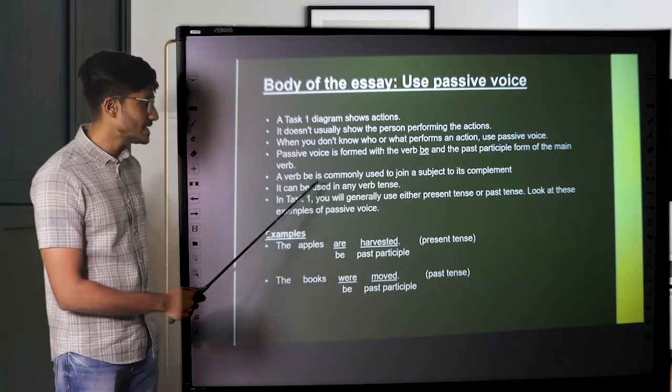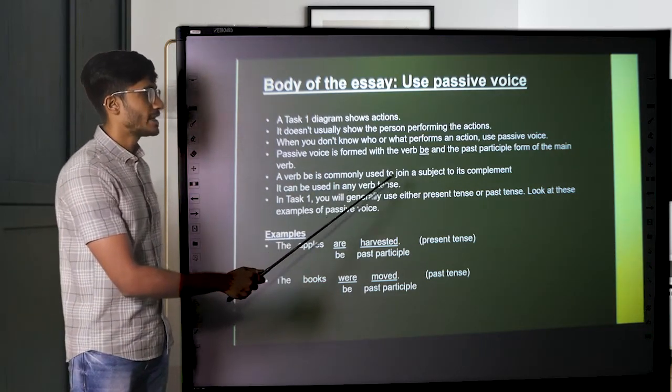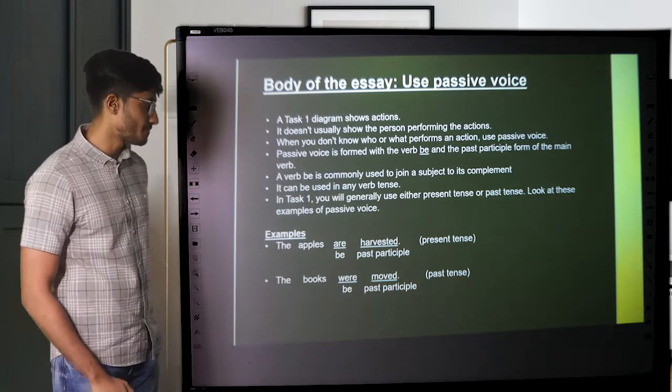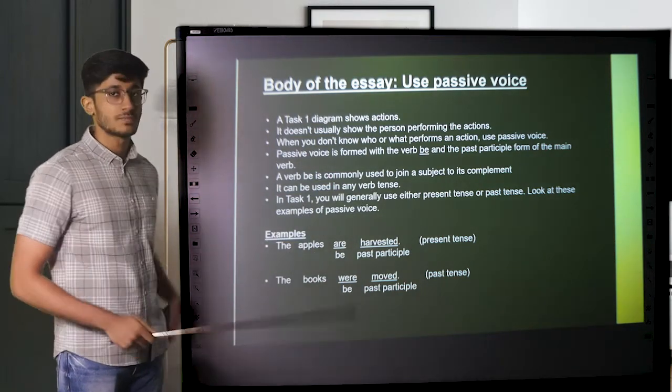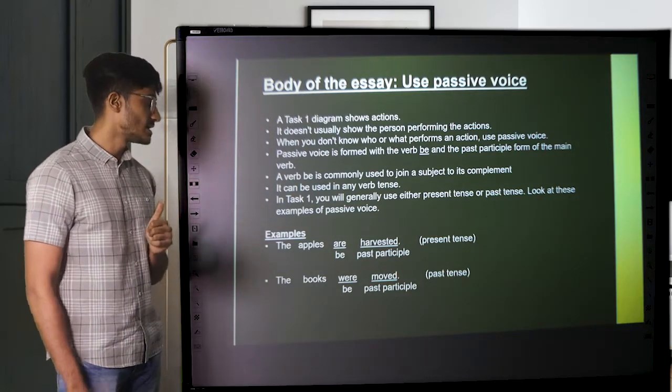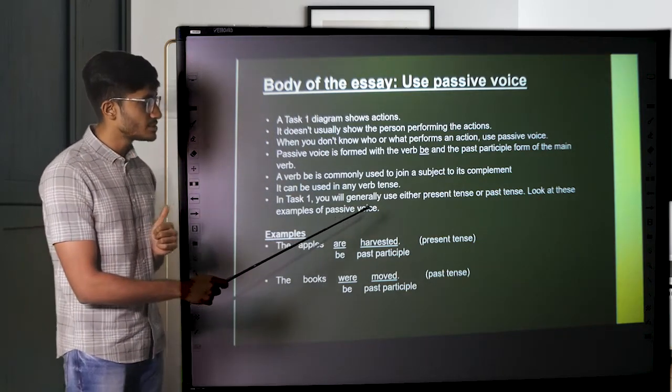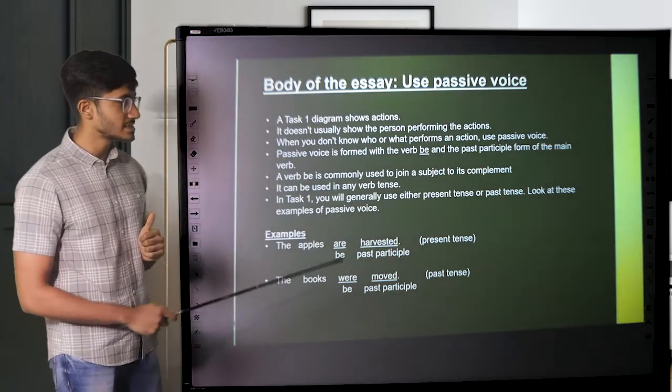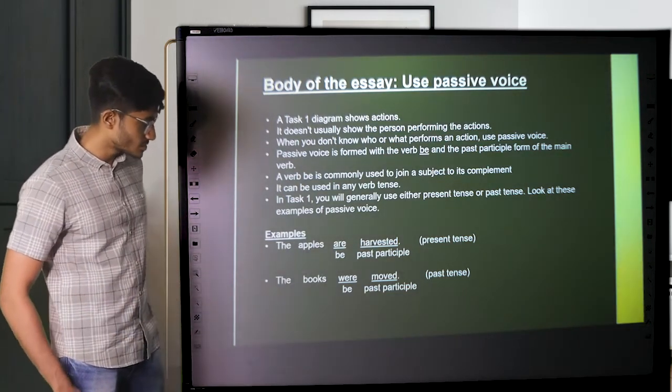The verb be is commonly used to join a subject to its complement. It can be used in any verb tense. It can be used in present tense. It can be used in past tense. So in Task-1, you will generally use either present tense or past tense. And let's look at these examples.